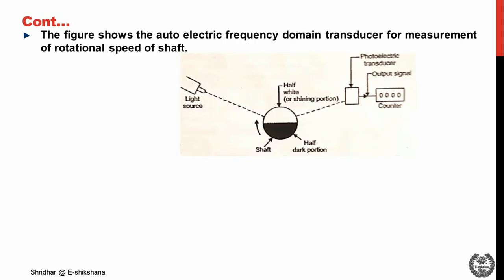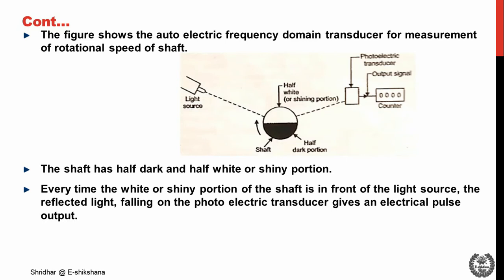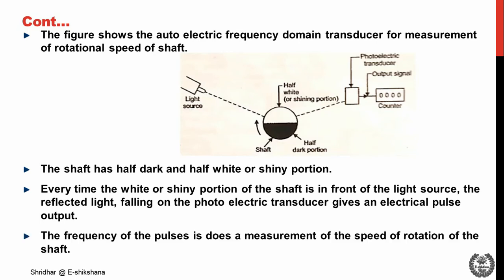Another arrangement shows an optoelectric frequency domain transducer for measurement of rotational speed of a shaft, which consists of a shaft which is coated with a half dark portion and a half shiny portion. Every time the white or shiny portion of the shaft is in front of the light source, the reflected light falling on the photoelectric transducer gives an electric pulse output. The frequency of pulses is thus a measure of the speed of rotation of the shaft.